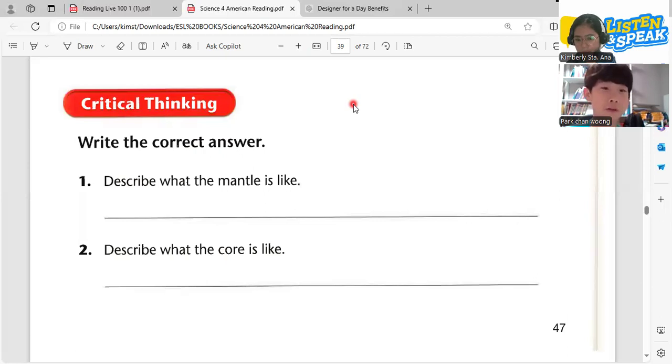Core. It is the hottest layer in Earth. It is in the middle of Earth. It is in the center. It is the center part of Earth. Can you say it? It is the center part of Earth. Okay, yeah, you did great.